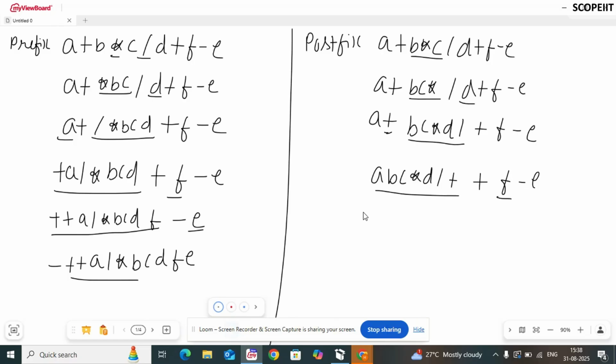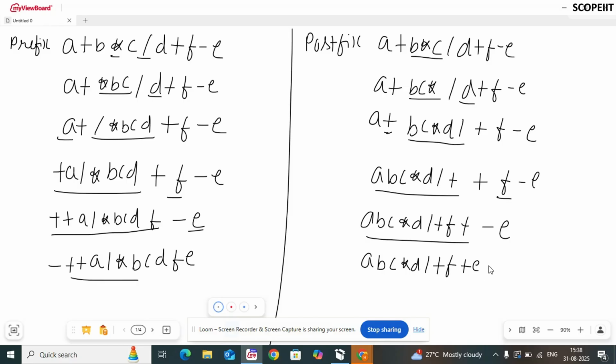Now we'll solve this and this. So it will become abc multiply d divide plus f. Okay, this is one term, right? So plus will be last. So plus is here. Then minus e. So finally it will become abc multiply d divide plus f plus e minus. Okay, so this is your final answer for the postfix expression.